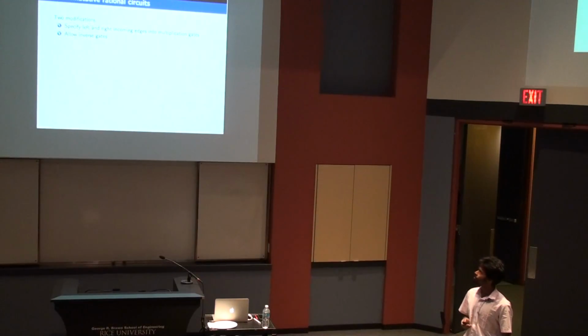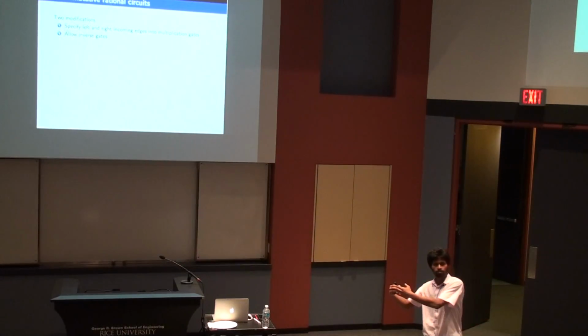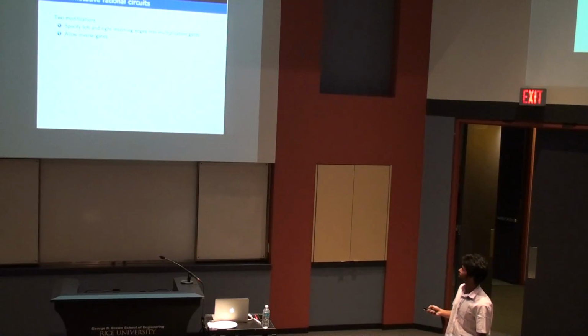And the other thing we're going to do is we're going to allow inverse gates. So what does an inverse gate do? It takes whatever input you give it and gives you its multiplicative inverse. Right? And if you think about matrices, this can be done. You can take a matrix and give it its inverse. Okay. Now, I'm just going to give an example that really doesn't mean anything, but I just want to show the features of such a circuit.